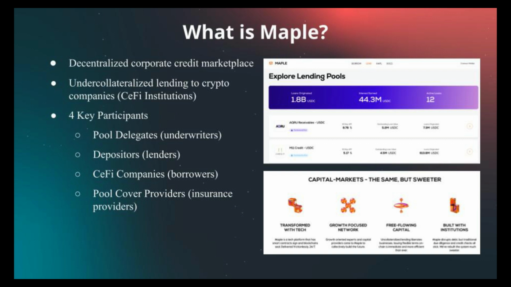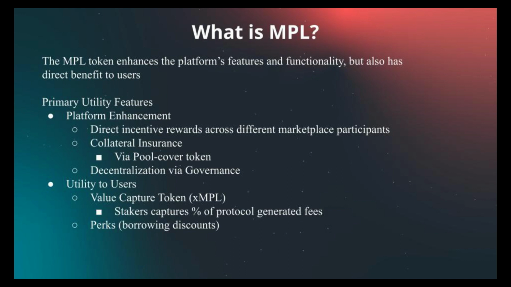Yeah. So that's the platform itself. To summarize, you have retail depositors lending out to CeFi institutions that lack access to capital, and central to that whole flywheel is the Maple token. To date, the platform has facilitated over $2 billion in loans, mainly to trading firms and market makers. We'll go into more detail on my thoughts on the borrowers later. But essentially, the Maple token has two main functionalities.